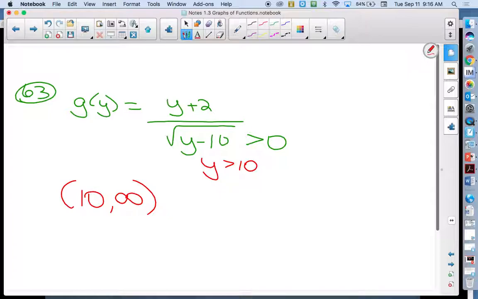So it can't equal 10 because then it would be 0 in the denominator. It can't be less than 10 because then you'd have an imaginary number. Therefore, the only option is for it to be greater than 10. Questions?